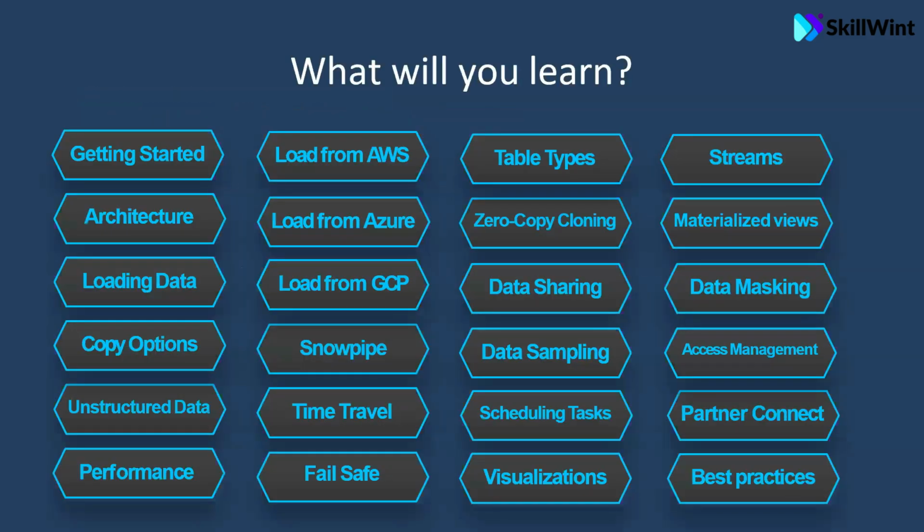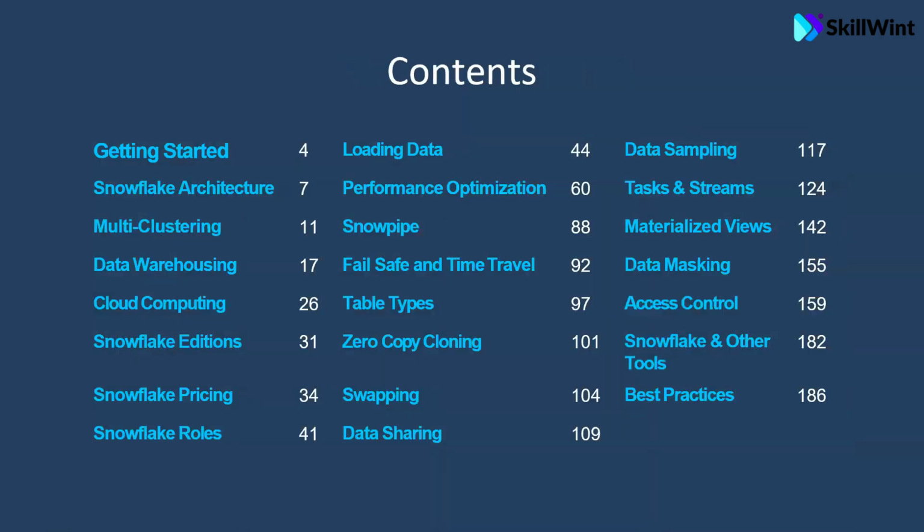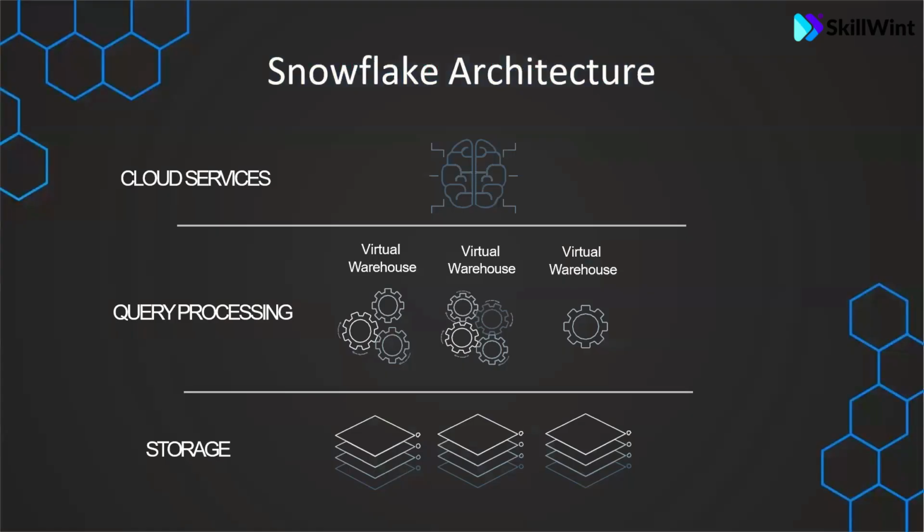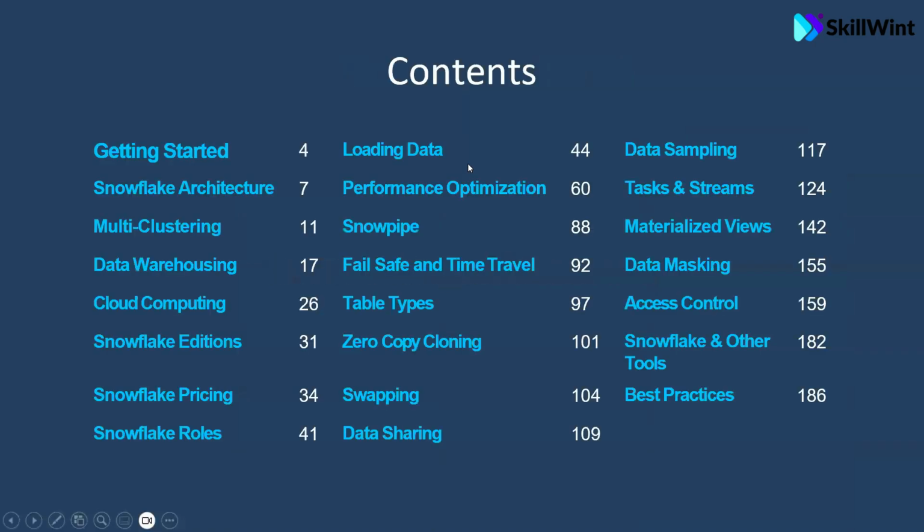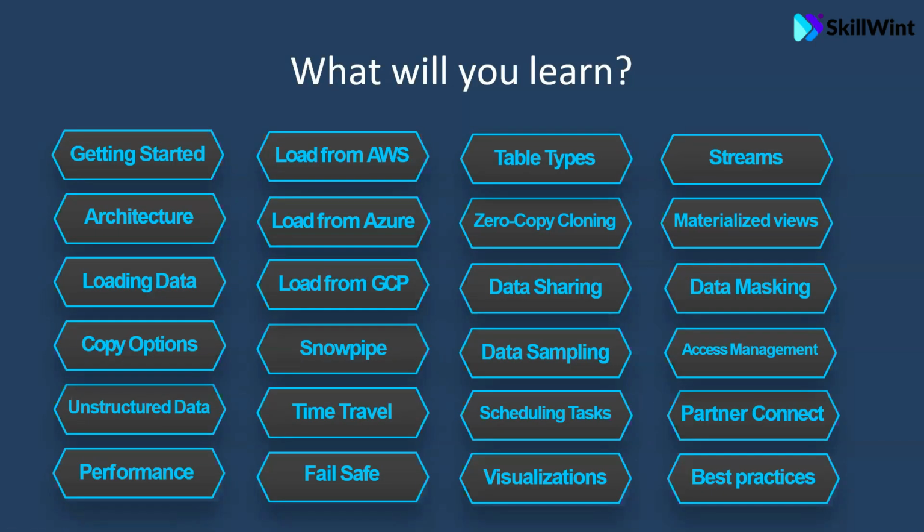So what are we going to learn in this Snowflake session of 40 hours? Basically, we are going to discuss the architecture, which is a three-tier architecture, starting with the storage, then query processing, and then cloud services. This is the brain of the system. So Snowflake architecture, which we will definitely discuss. Then we have something called loading data.